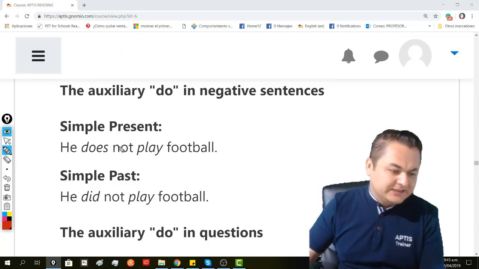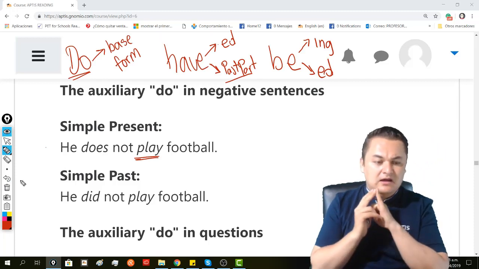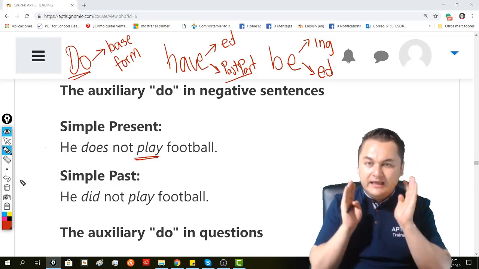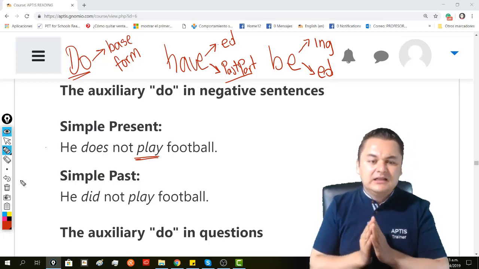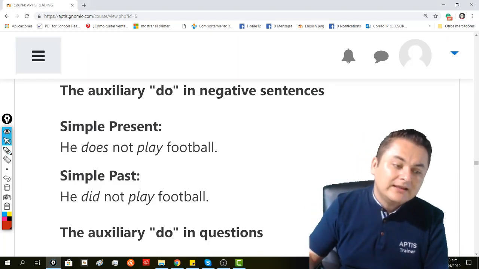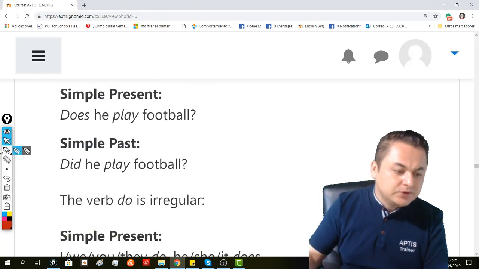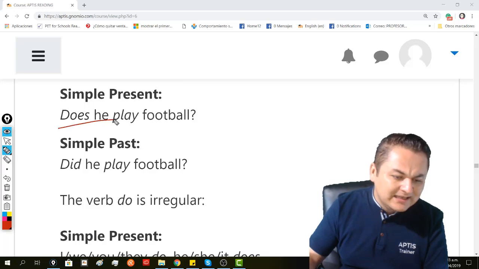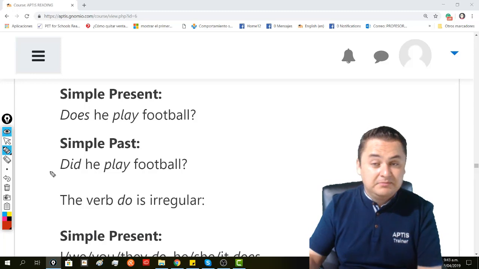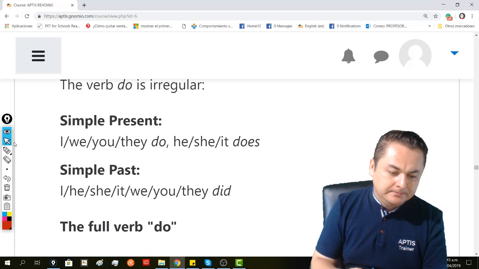These three verbs that I just mentioned are used for negating and asking. That is the real objective of using auxiliary verbs in English. Here are some examples with the verb do. Does he play football? Did she play football? You may remember did is the verb do in its past form.